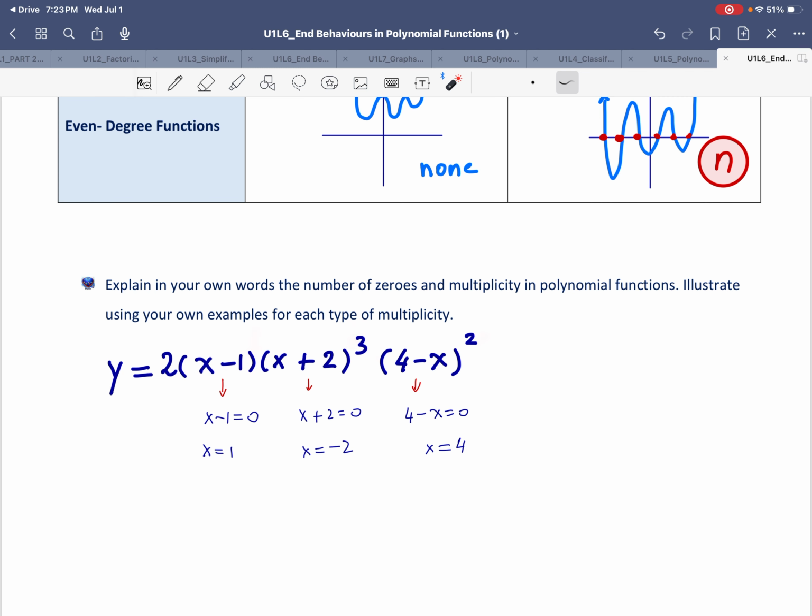Now these exact powers indicate the multiplicity of the root. So x equals 1 is a root of order 1, we say. And let me just make it a little bit more obvious in here. So that's order 1, it matches the power. This one here, x equals negative 2, will be an order 3 root, or multiplicity 3, which is the same thing. And lastly, we have a power 2 here, which will make this an order 2 root.